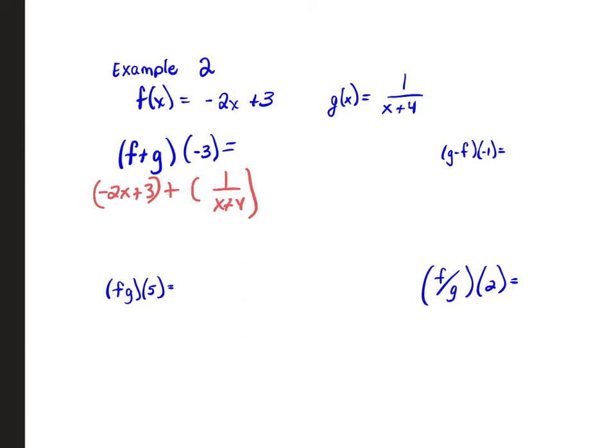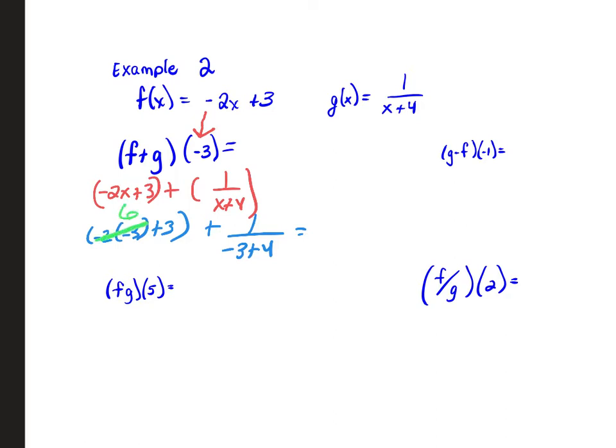But they're telling you not to leave it in terms of x. Once you combine them all, what should you do with that negative 3? Plug it in everywhere you see an x. So you would say, okay, negative 2 times negative 3 plus 1 over negative 3 plus 4. What is negative 2 times negative 3?